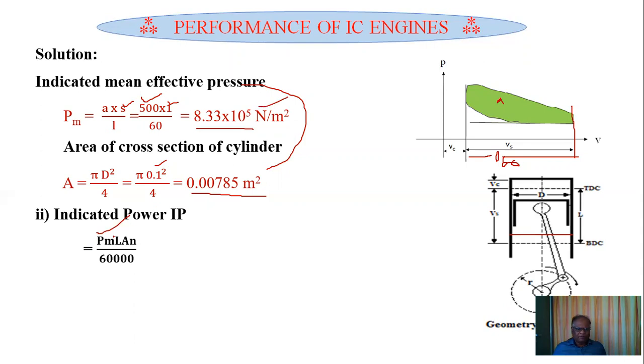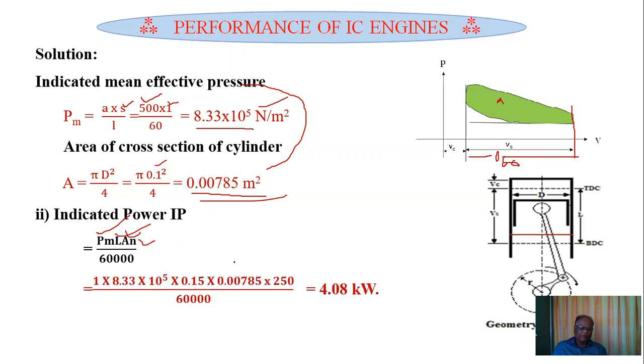P_M, L is given as 150 mm, that is 0.15 m. A is the area. N, here we are calculating the indicated power. It is a 4-stroke cycle, a point to be noted, so the speed has to be half the speed of the engine. That is, 500 RPM has to become 250 RPM. Area of the cross section of the cylinder, length of the stroke, and the indicated mean effective pressure, divided by 60,000 to put the value in kilowatts.